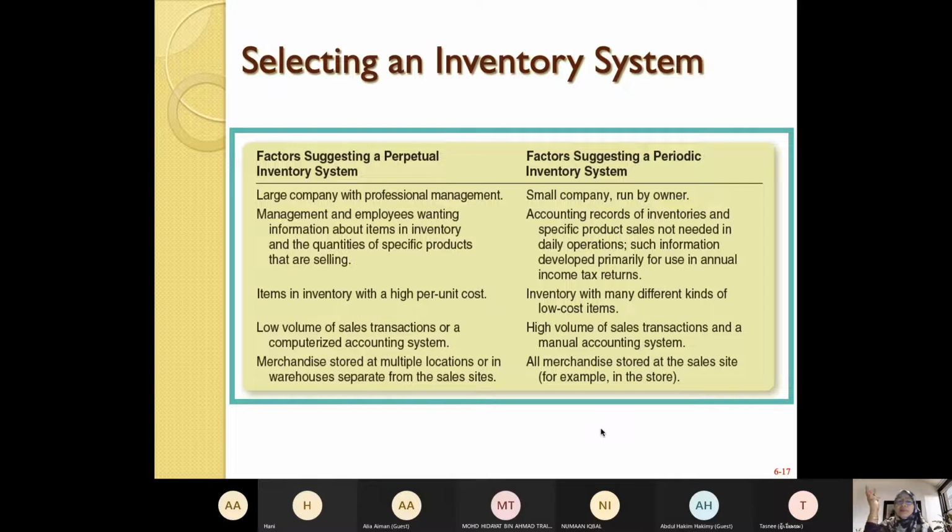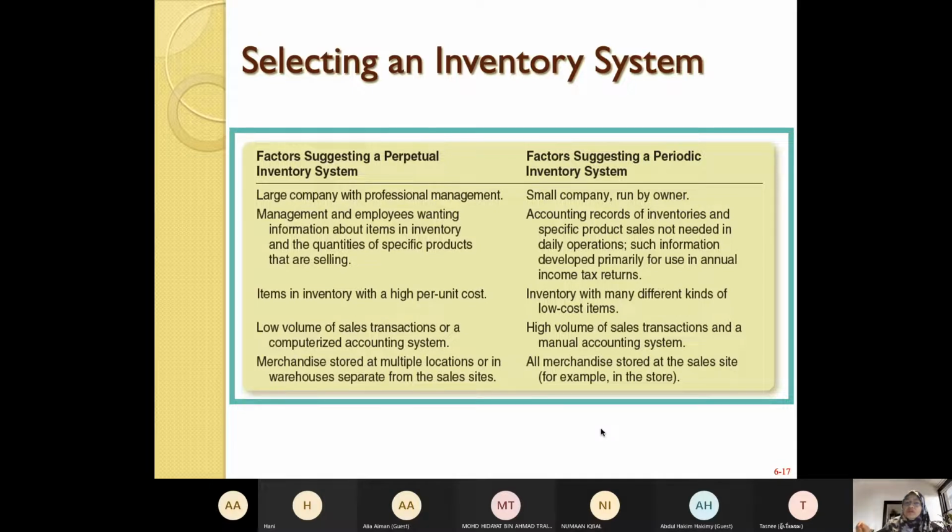So remember that perpetual is for big companies. Big company means they are using an accounting information system, integrated and computerized. And all these have multiple locations, high transactions, high volume. So that is perpetual. But looking at periodic, small companies only use periodic. They don't need information about the sales so much. There's only one store, and all those items are low cost items. So is that clear, the difference between perpetual and periodic?